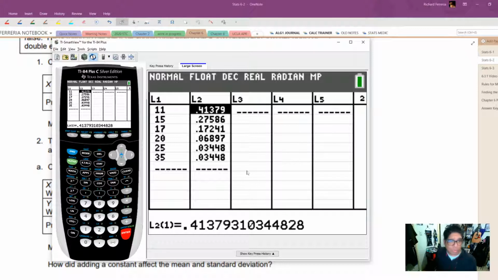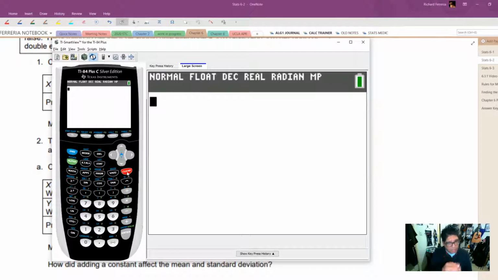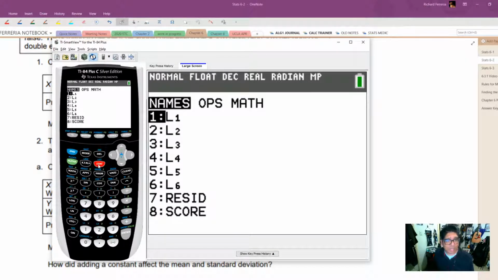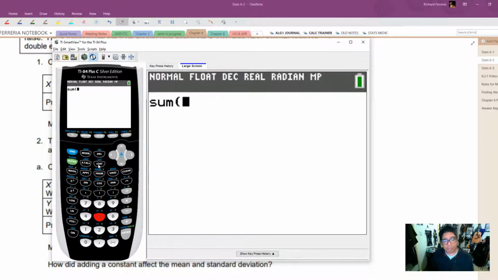All right, so now that we've done that, we're going to go ahead and calculate the new mean and the standard deviation, which you probably saw me doing over here. But I'm going to clear that off and tell you what I'm doing. The first thing we're going to have to figure out is the mean. So I'm going to go ahead and go second Stat, Math, and we need to add things together. So we're going to go sum.